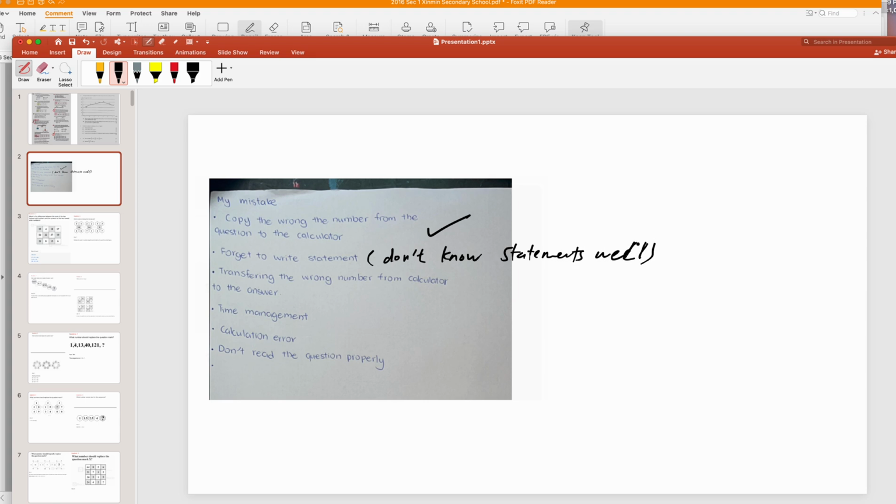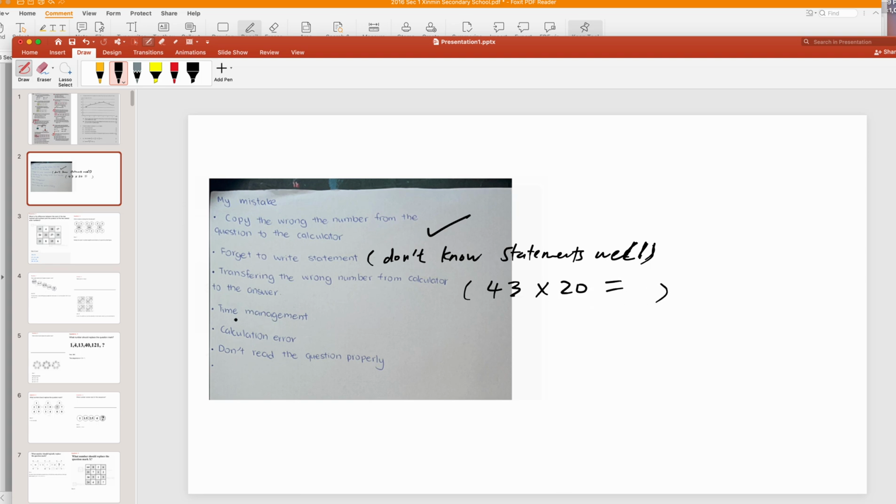Okay, not familiar enough. Then transferring the wrong number from the calculator to the answer. Like just now, it was supposed to be 43, but you wrote 42. Remember that? Yes. So that will give you the wrong area.